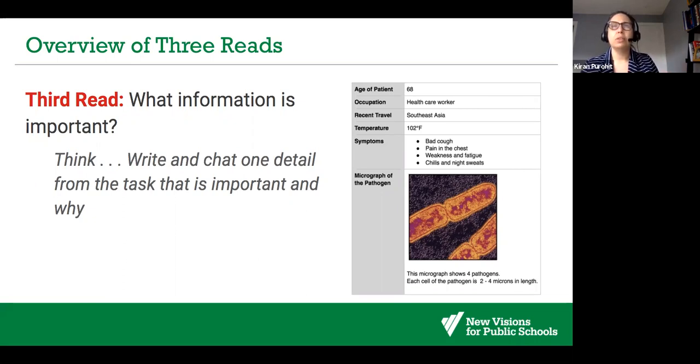All right, so we know that the age of the patient is 68. We know their occupation is a healthcare worker. They recently traveled to Southeast Asia. They have a body temperature of 102 degrees Fahrenheit.